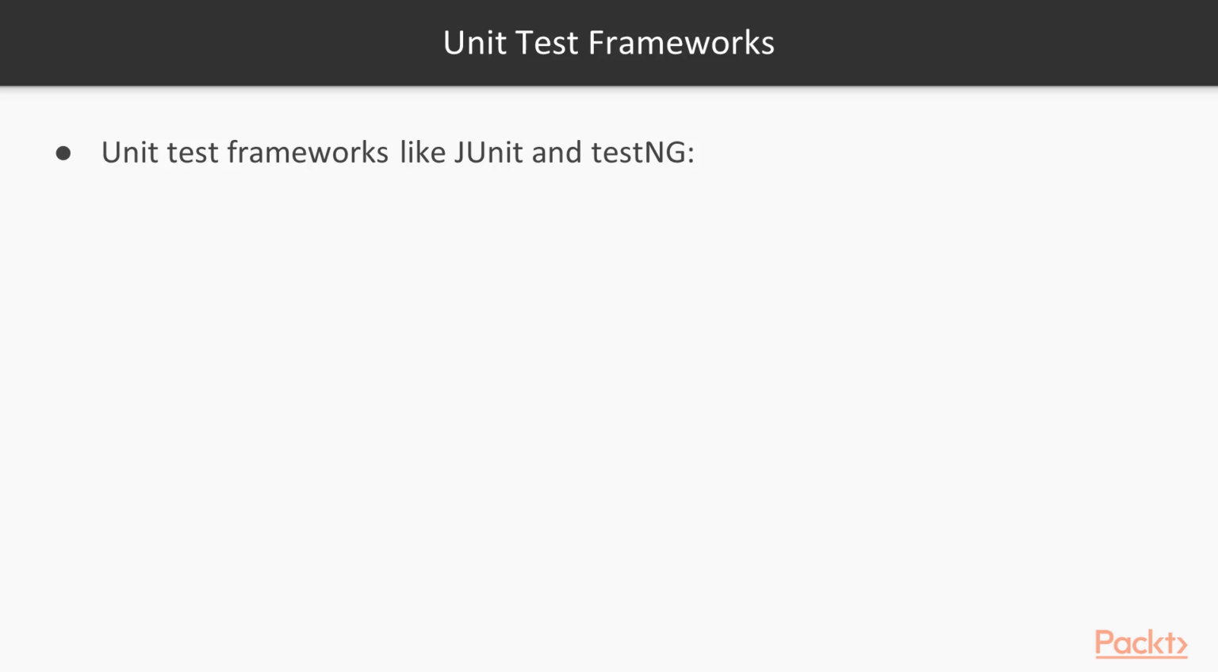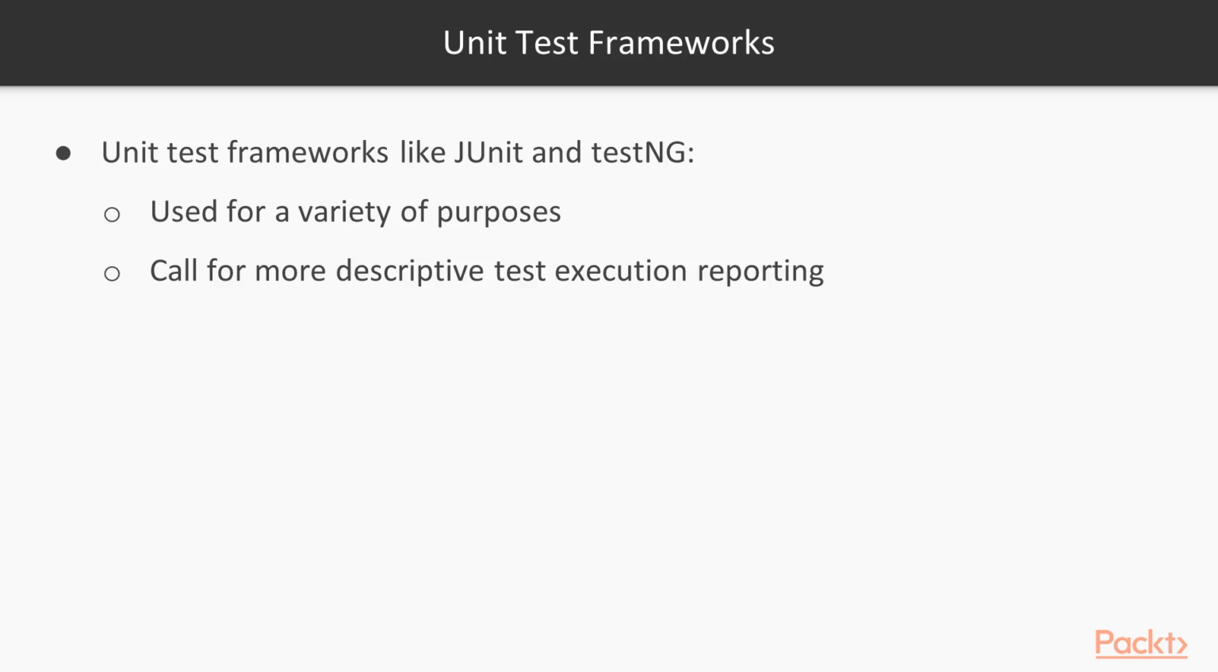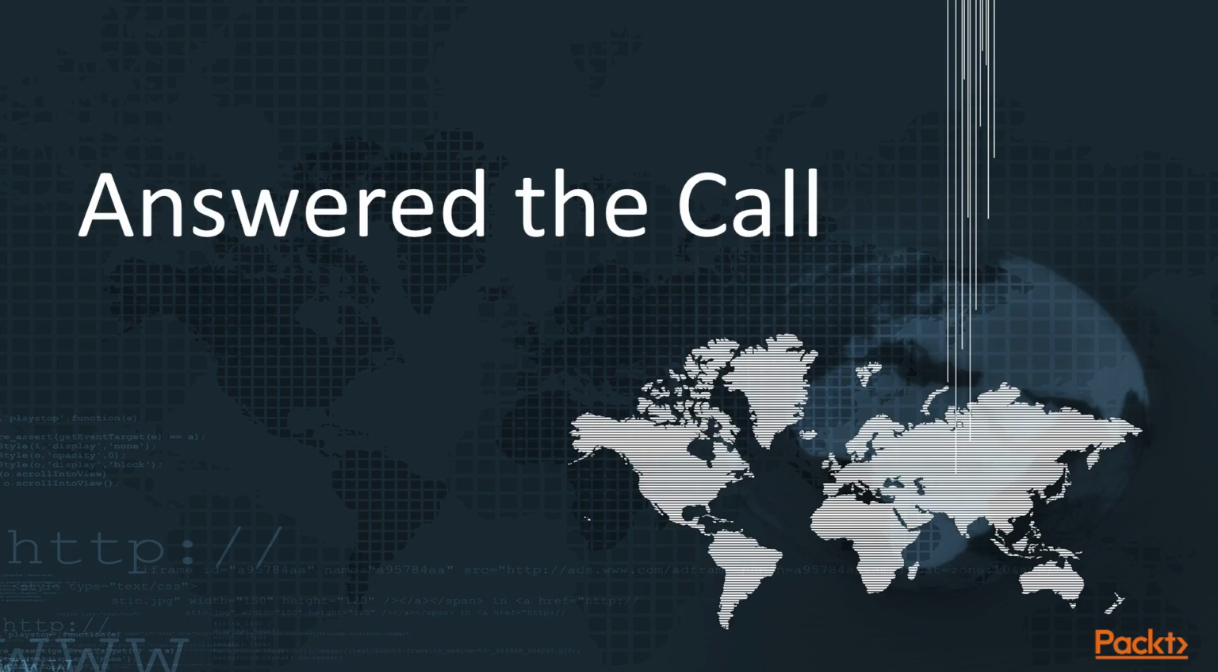Nowadays, unit test frameworks like JUnit and TestNG are being used for a variety of different purposes, which call for more descriptive test execution reporting. The need for a better reporting tool was growing. Luckily, a test department of tools at the time, where many companies answered the call, created it.